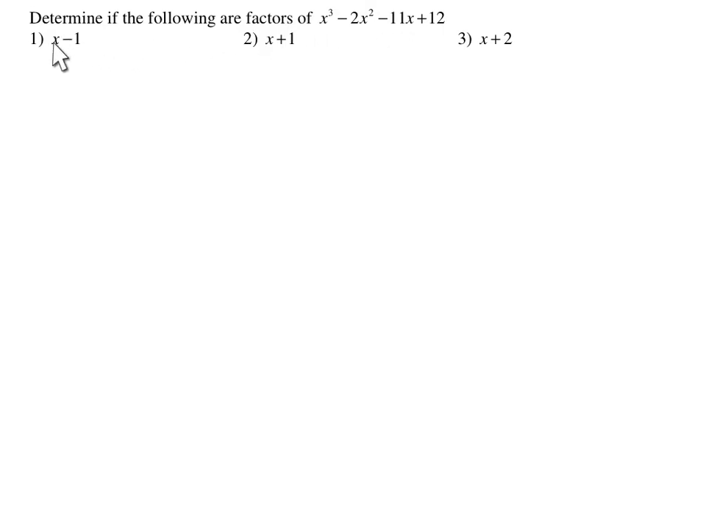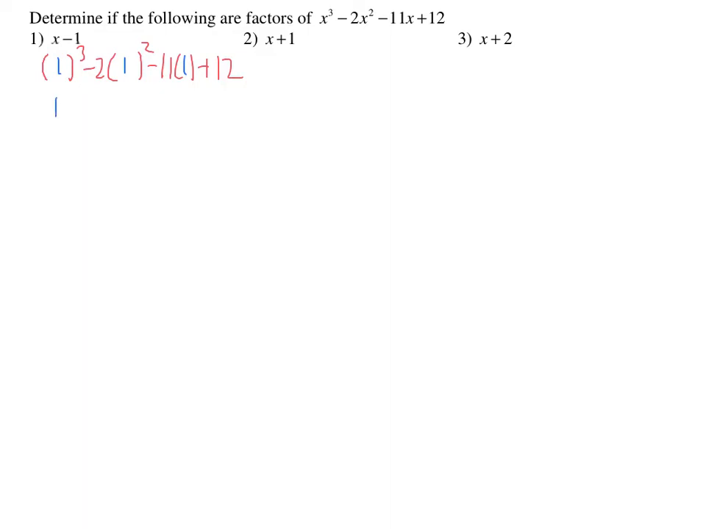So watch. What would be the 0 that this factor would create? The 0 would have been a 1. So what that's saying is I'm going to plug in 1 to the function. My function is x cubed minus 2x squared minus 11x plus 12. And I'm plugging 1 into that for every x. So again, I plug in the 0 value, so I'm plugging 1 into this function right here, and I do the math. And if my answer is 0, I know that x minus 1 is a factor.